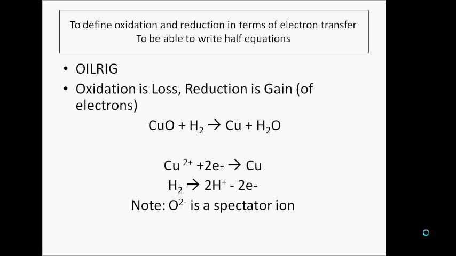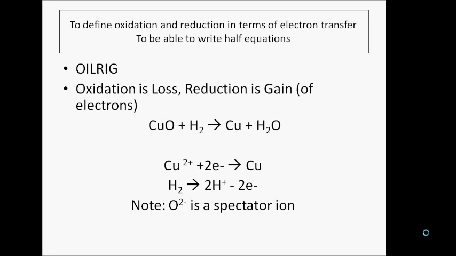Now in this case, you'll see that in the overall equation there's oxygen. In these two half equations there is no oxygen, and the reason for that is that O2- is what we call a spectator ion. If you're a spectator at a sport, you are just watching it, you're not taking part. So a spectator ion is an ion in a redox equation which isn't taking part.